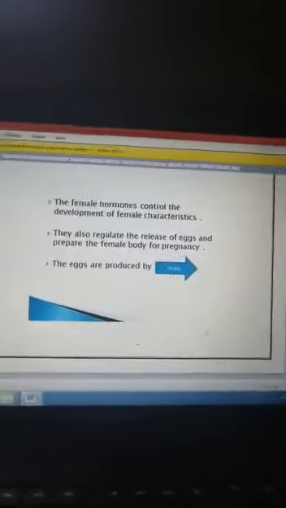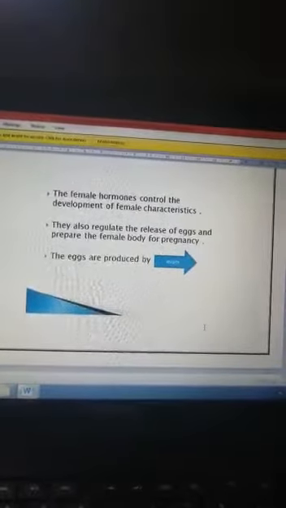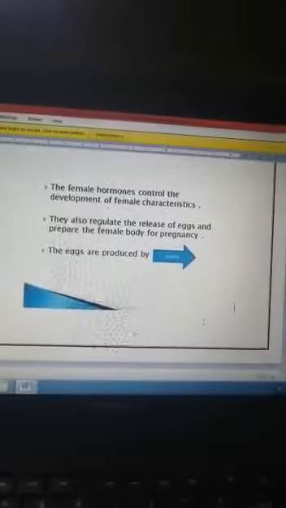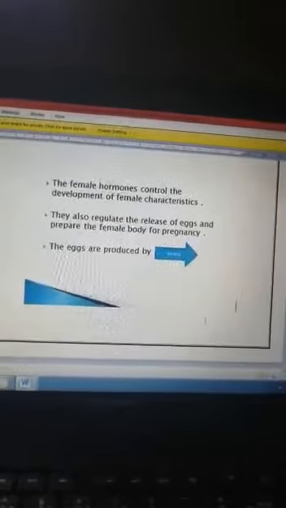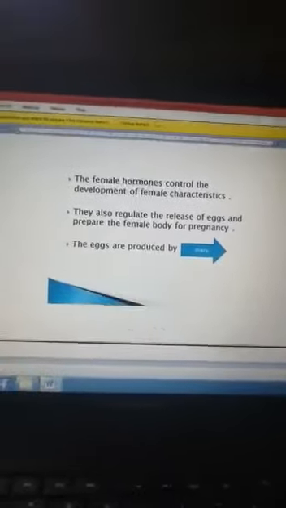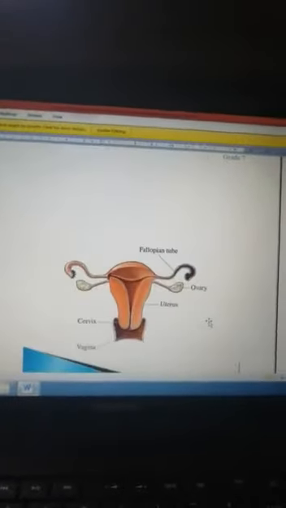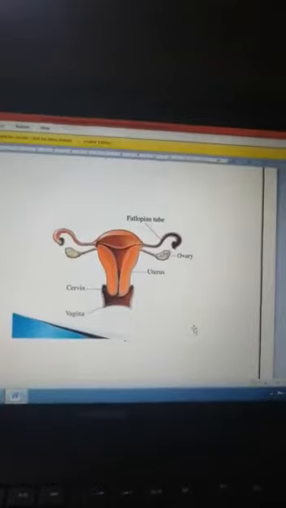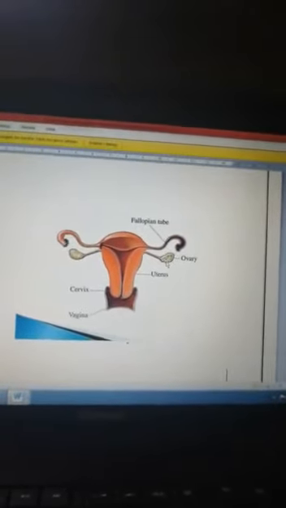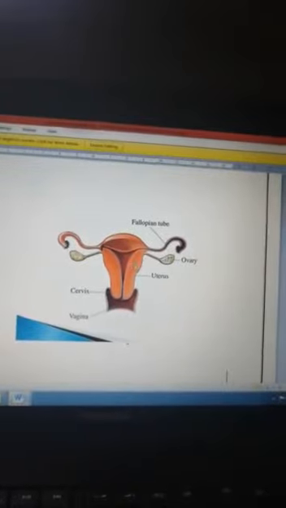The female hormones control the development of female characteristics. They also regulate the release of eggs and prepare the female body for pregnancy. The eggs are produced by ovary. This is the female reproductive system, consists of ovary, fallopian tube, and uterus.